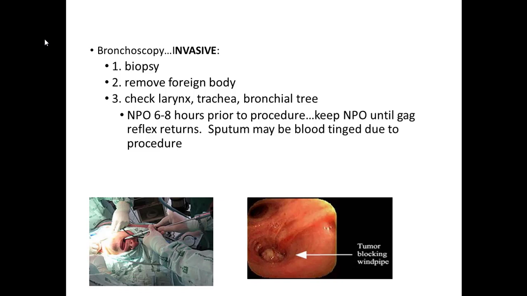It can be used to do a biopsy. So if somebody has something on their CT, it might be used to go down and remove something in there, like a penny.